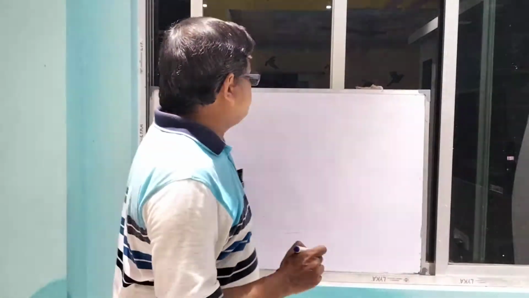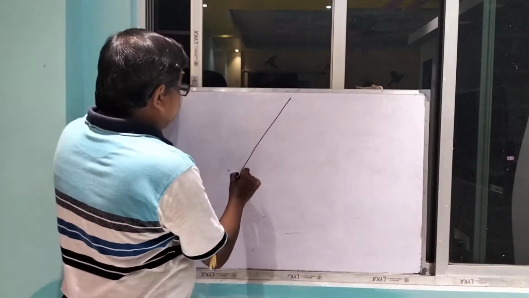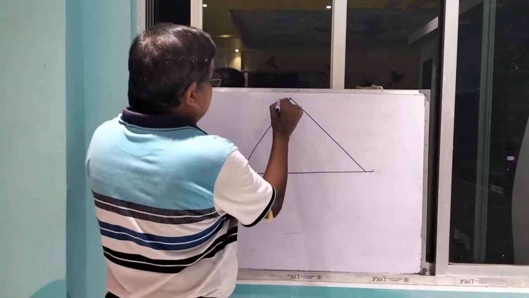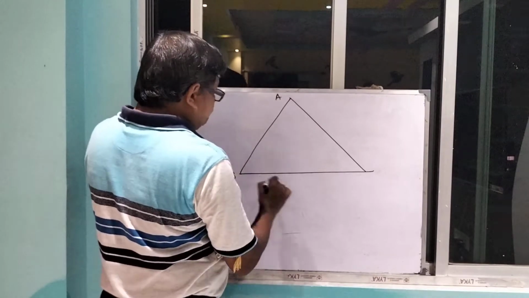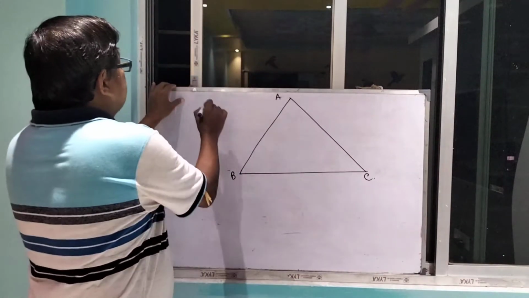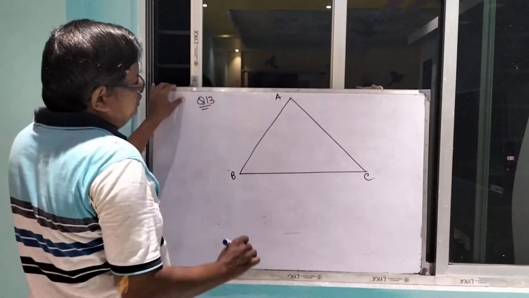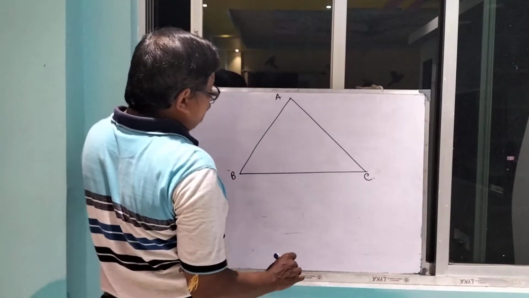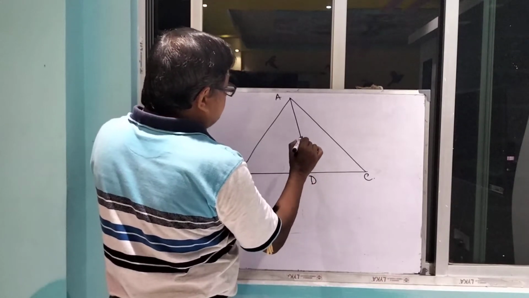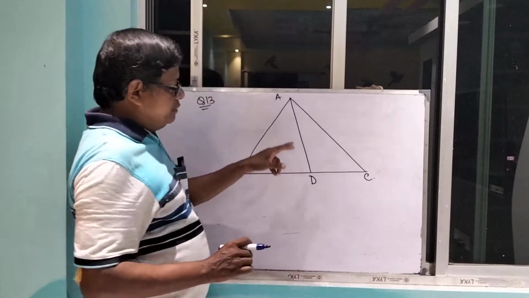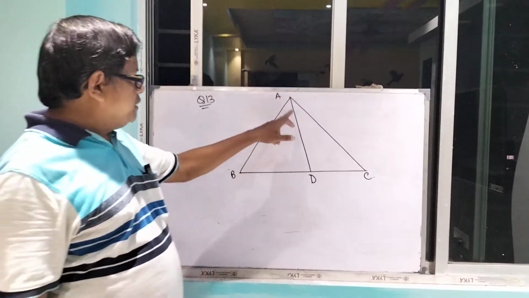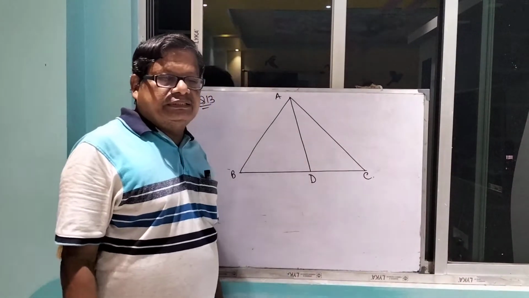Now, as I gave these sums, look here. Suppose ABC triangle is given. This is question number 13. Here, suppose D is there. ABC triangle is given, common vertex A, and then this triangle has base BD and this triangle has base CD.